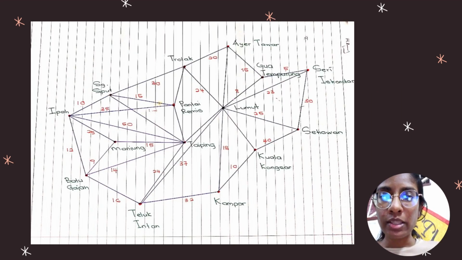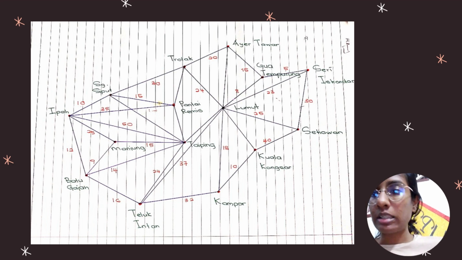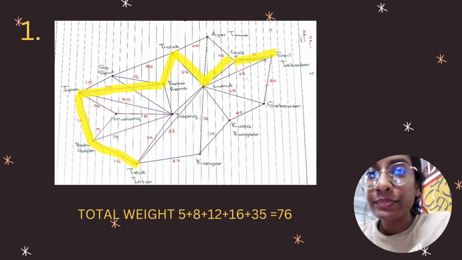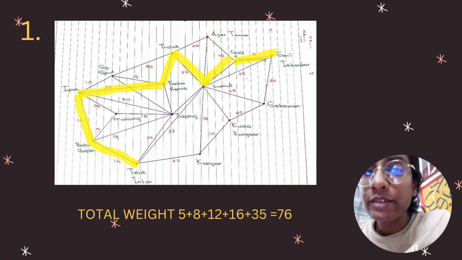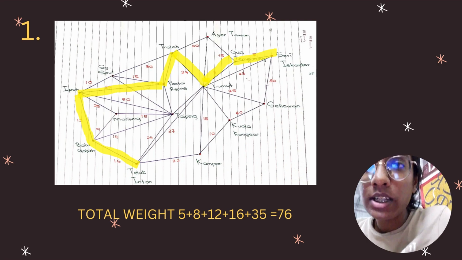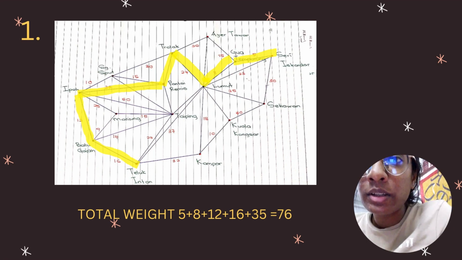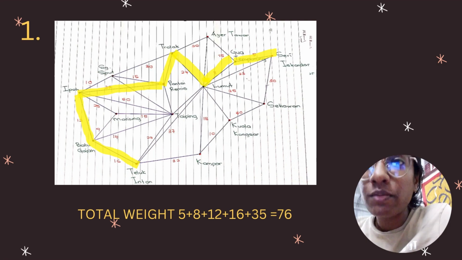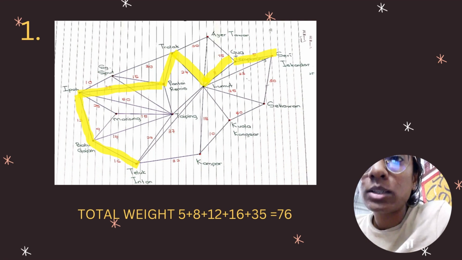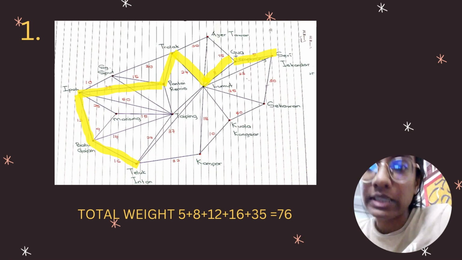And this is our weighted graph consisting of 15 vertices and 30 edges, as my teammate mentioned earlier. And this is our first spanning tree, which starts from Sri Iskandar. So the value is 5, Sri Iskandar to Gua Tempurung, plus 8, plus 12, plus 16, and plus 35. So the total is 76.